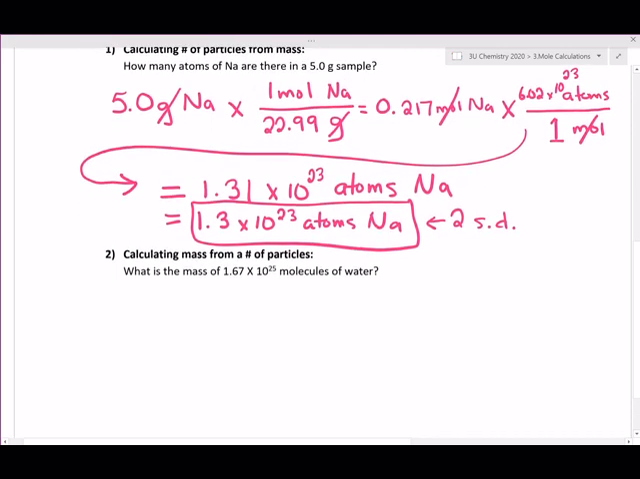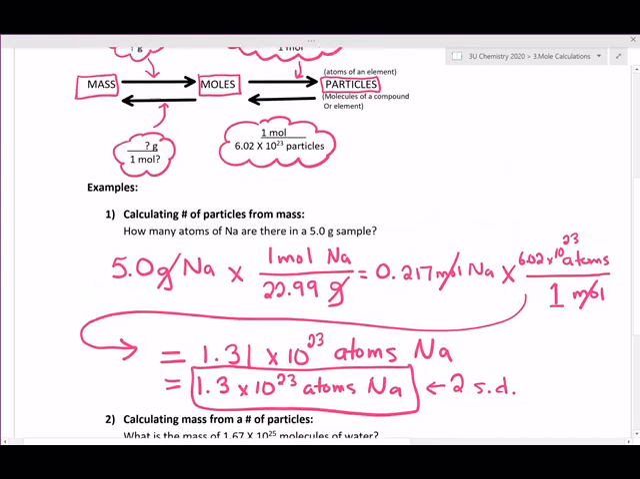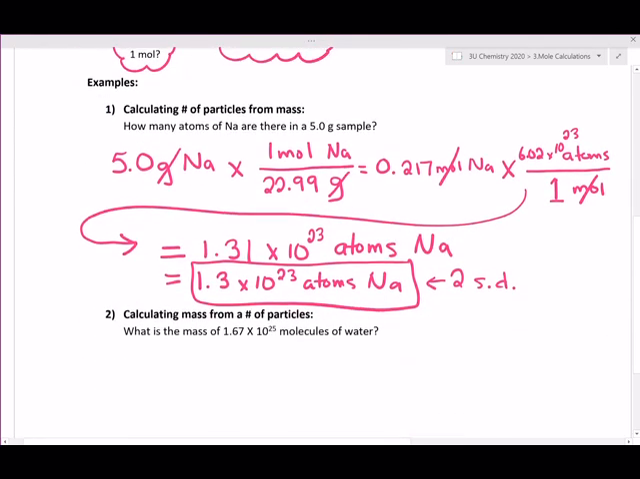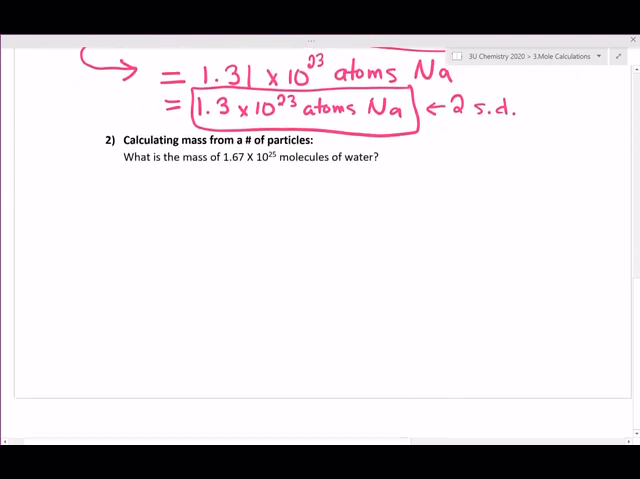Okay, so in this one, I might just scroll back here so we can take a look, but we're asked for a mass from a number of particles. So I have a certain number of water molecules, and I want to know what the mass of that is. So we're starting over here with some molecules, and we're working our way backwards. So we're going to use the exact same conversion factors, molar mass and Avogadro's constant, but they're both going to be upside down compared to what they were in our first question.